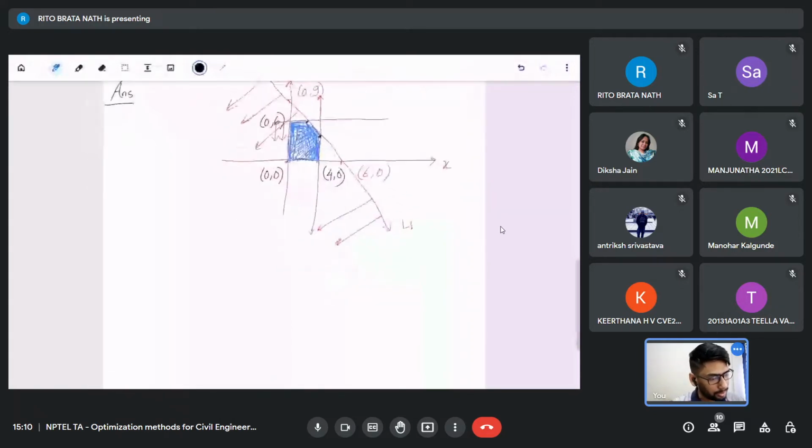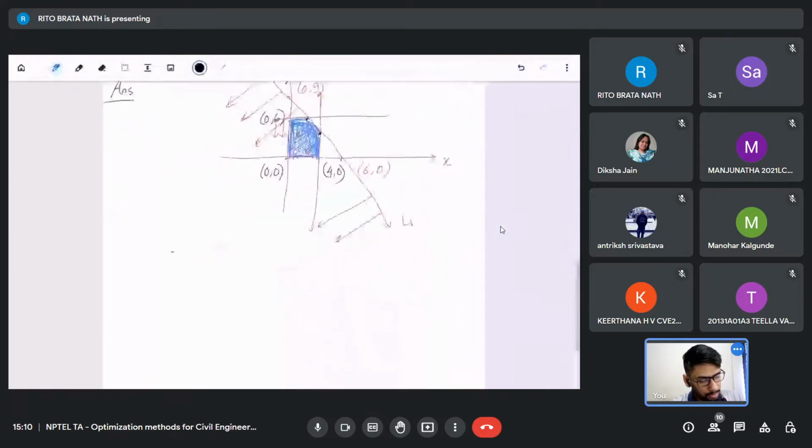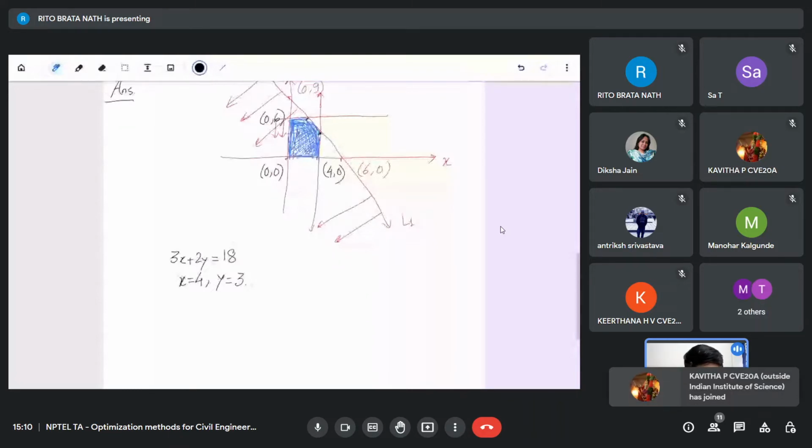One of those is 3x plus 2y equals to 18 for the straight line, and then you have another straight line which is x equals to 4. So that will give you y equals to 3. So this point is 4 comma 3. And then for this one, that straight line is 3x plus 2y equals to 18, and you have your y equals to 6. So that means your x equals to 2. So this point is 2 comma 6.